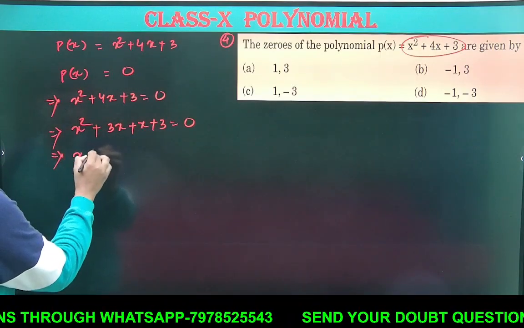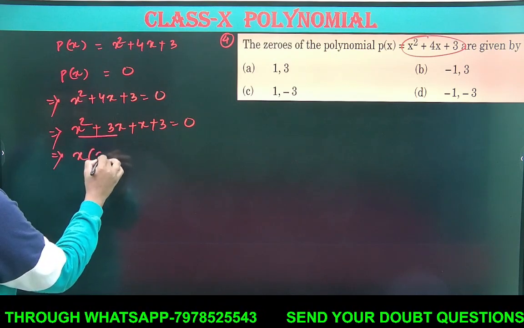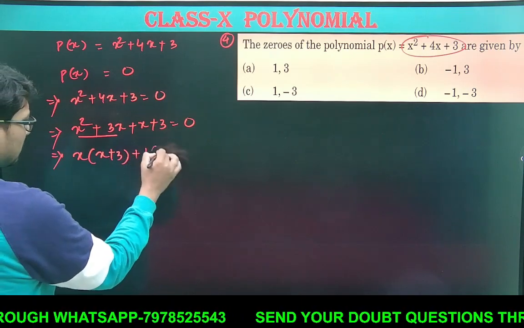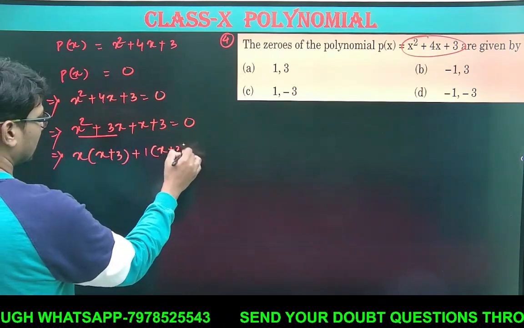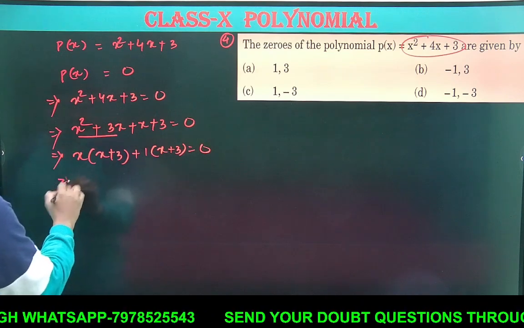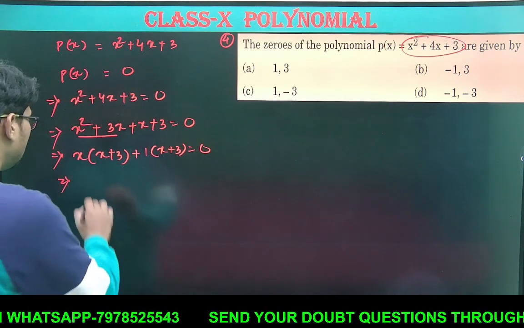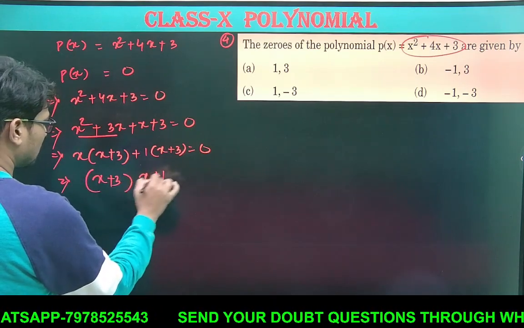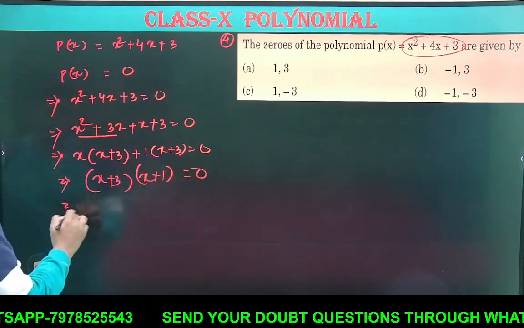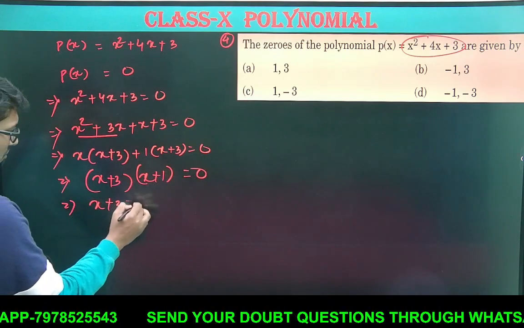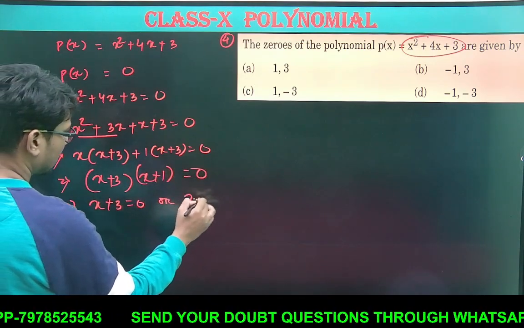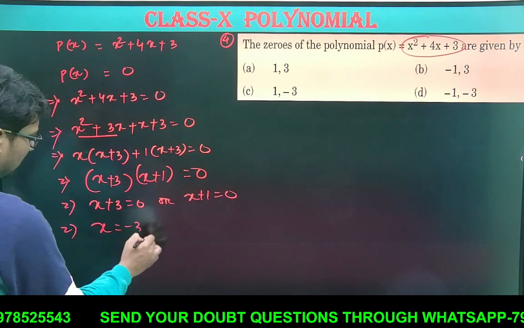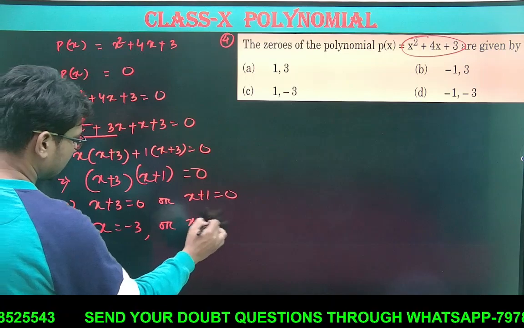So take x as common from these two, left x plus 3. From here, nothing is common, which means 1 is common, x plus 3, right? So what is the common? Common is x plus 3 and left x plus 1. So x plus 3 equals 0, or x plus 1 is 0. Hence, the value of x is minus 3 or x is minus 1.